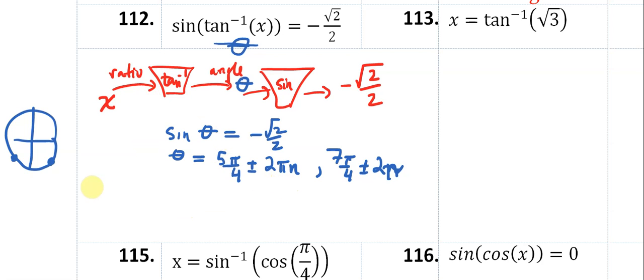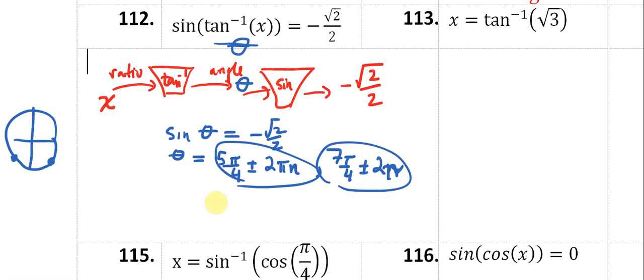Now that we have that figured out, remember theta here is a substitute for the tan inverse function. So if I want to get negative root 2 over 2 as my output, I can feed any of these numbers into the sine function. Now we can backtrack one more step: what do I have to feed into tan inverse so that I could get some of these numbers? Maybe not all of them, but at least some of them.